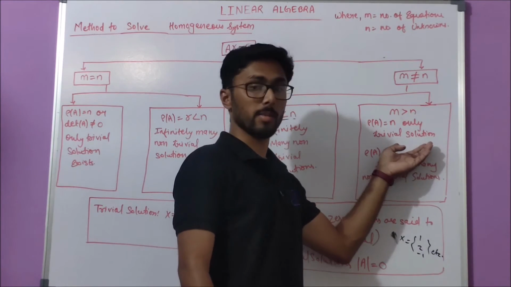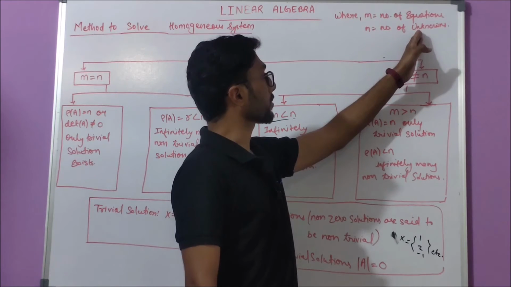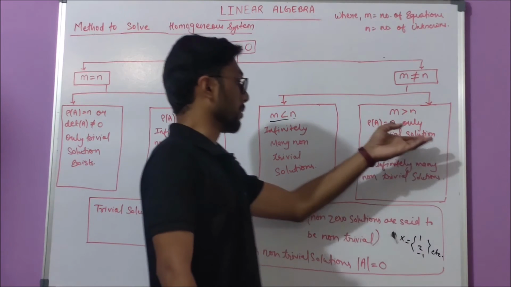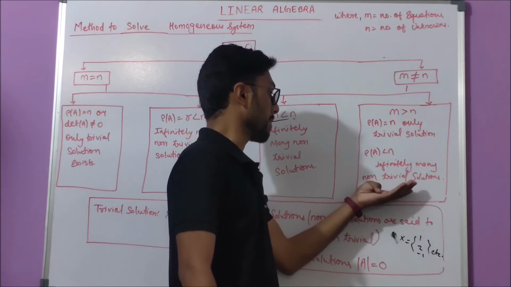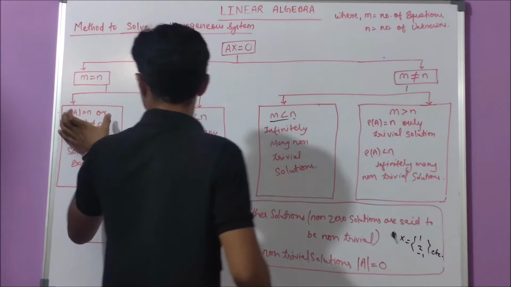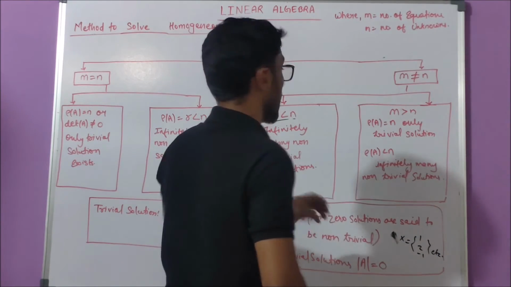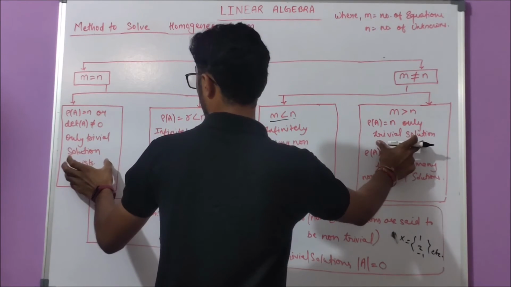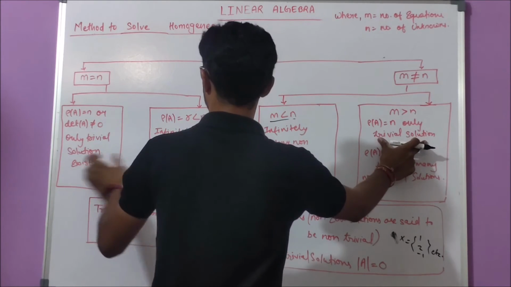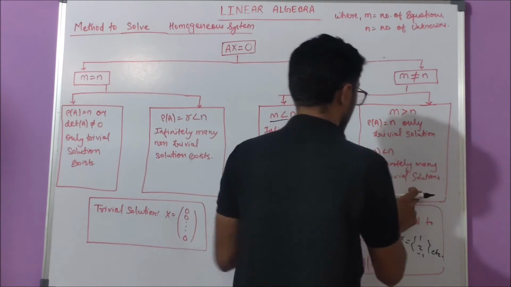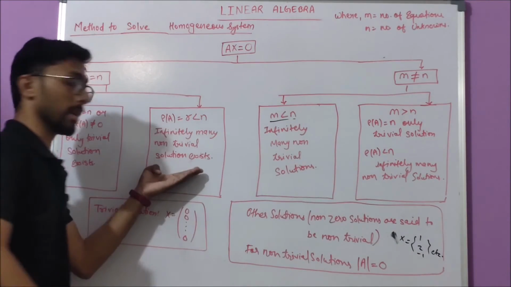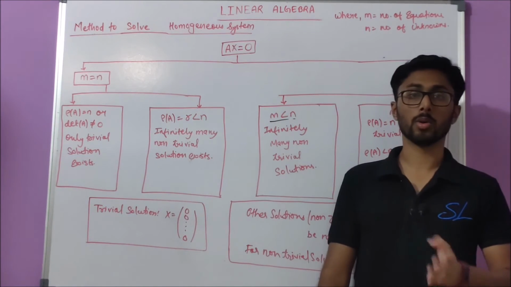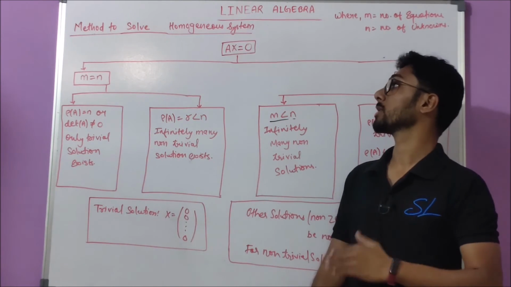In the second case, the number of equations is greater than the number of variables. If rank of A is equal to n, then only the trivial solution, and if rank of A is less than n, then infinitely many non-trivial solutions. So if m is not equal to n and m is greater than n, and rank of A is n, then here also only the trivial solution. And if rank of A is less than n, then infinitely many non-trivial solutions. By looking at this chart, we can find the solution of any homogeneous system of equations.